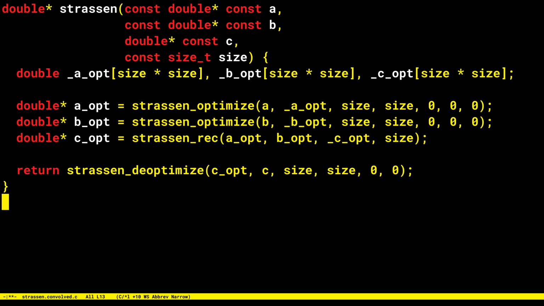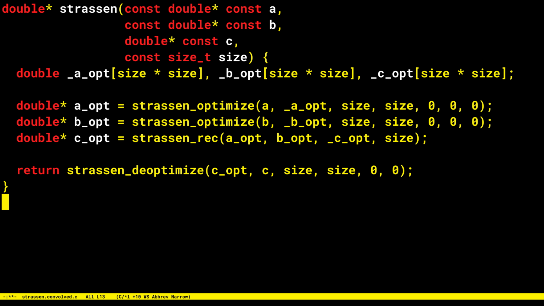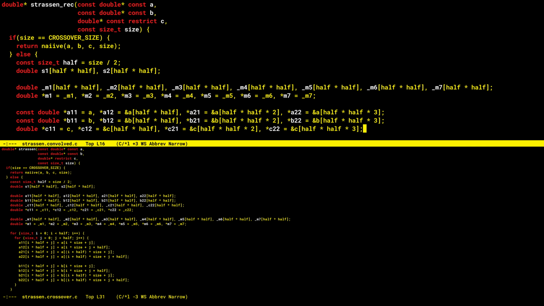Next, we allocate 3 empty matrices which will contain the rearranged A, B, and result. We then rearrange A and B, and then call the recursive part of the algorithm with these newly rearranged matrices. The result returned from the recursive part is also rearranged, so we must then perform the inverse rearrangement on it before returning it to the caller. Speaking of the recursive part, it's actually a lot simpler than last time.